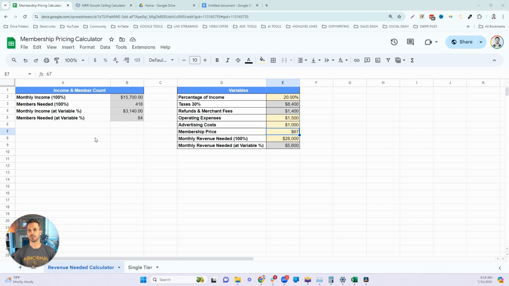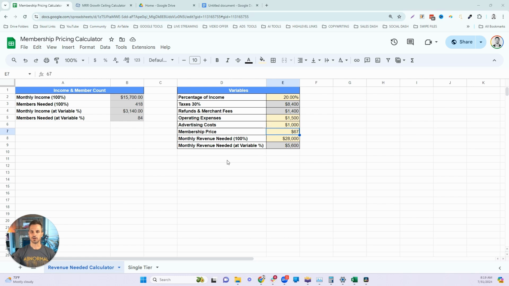So I've created a little membership calculator here to help you start to see what these numbers might look like. The way this calculator works is you're going to edit these yellow boxes here, and then these gray boxes are going to be automatically calculated for you. This calculator works on a very simple equation. It's basically your income equals your revenue minus your expenses.